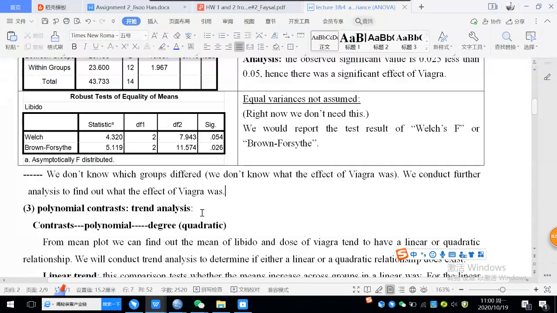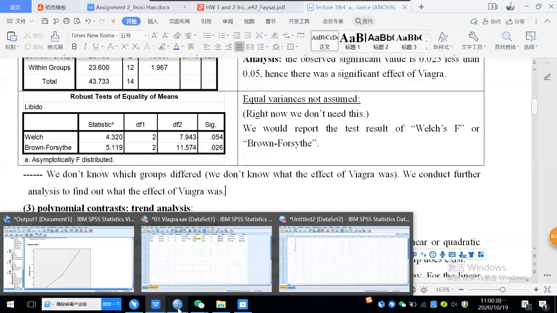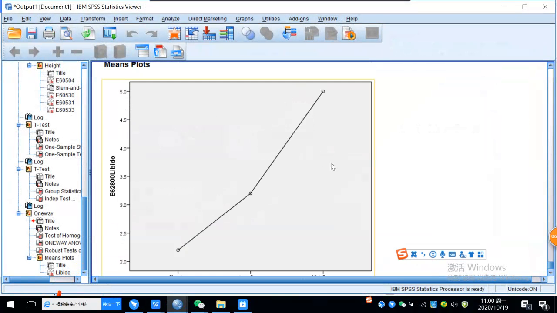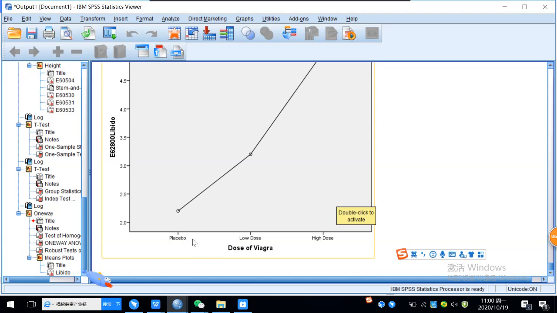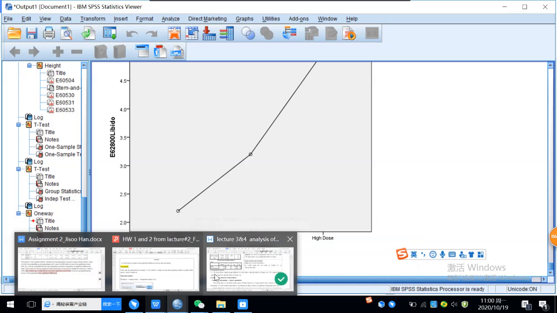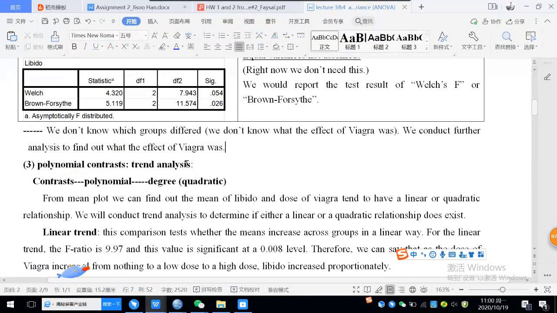So first, through the mean plot, I showed you the mean plot. From the mean plot, it shows that this tended to be a linear line, right? It looks like it has a linear trend. So we want to test if, with the dose of Viagra increasing, the libido increases. This is the trend analysis. It's called polynomial contrast.